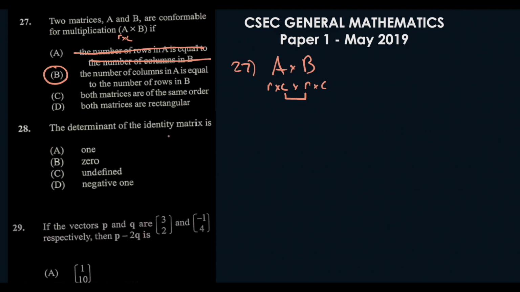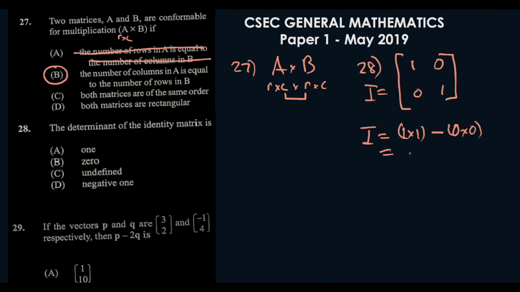It says the determinant of the identity matrix is... First of all, we need to figure out what the identity matrix is. So the identity matrix is like this, 1, 0, 0, 1. So the identity matrix would be 1, 0, 0, 1, and to figure out the determinant of that identity matrix, we always go this multiplied by this, which is 1 times 1, minus 0 times 0.